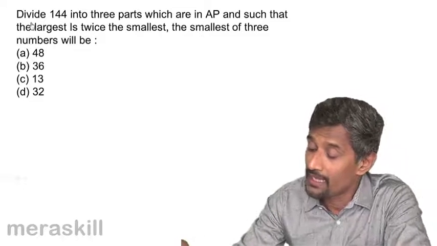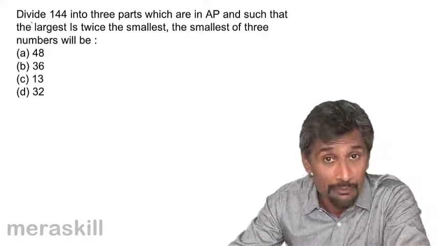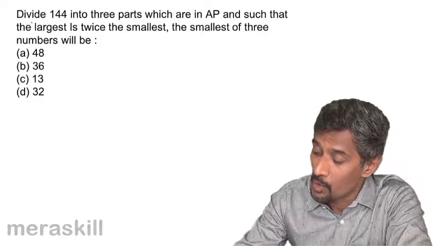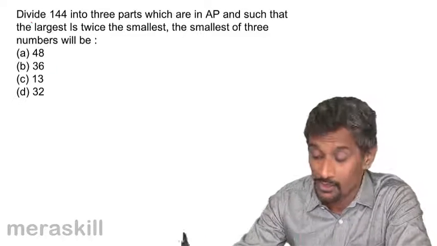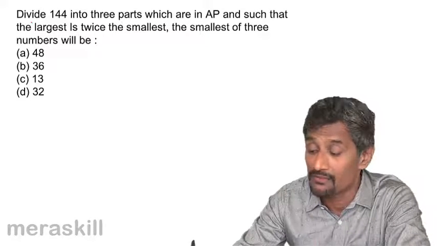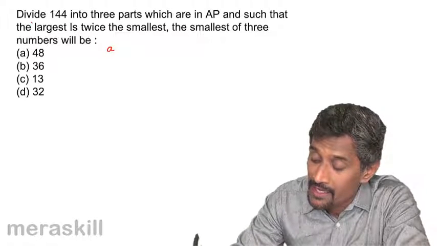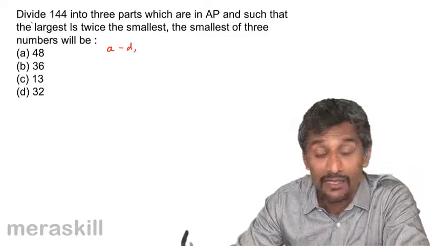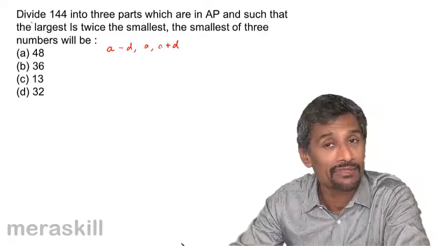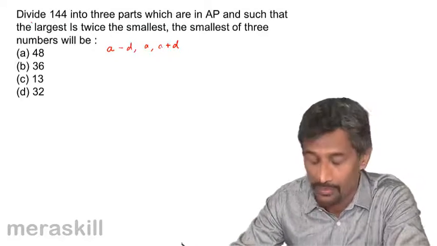Now here we have: divide 144 into 3 parts which are in AP, such that the largest is twice the smallest. The smallest of the 3 numbers will be what? So we have 3 numbers in AP. What do we take them as? We take them as a minus d, a and a plus d. If it was 5 parts, you would take a minus 2d, a minus d, a, a plus d, a plus 2d.